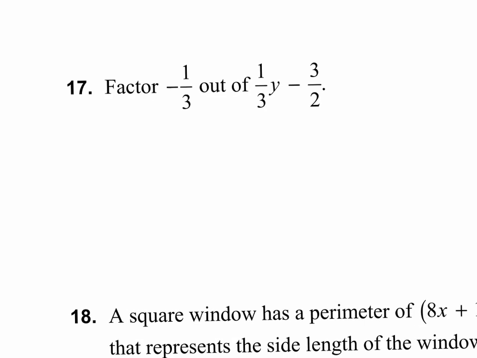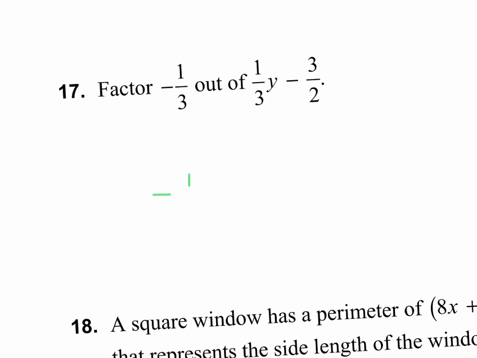Alright, moving on. Same thing. So -1/3, we're factoring that out. That means we're dividing that out. Okay? And let's go ahead and do this. So -1/3 divided by -1/3. A negative divided by a negative is a positive, and 1/3 divided by 1/3 just gives you 1.